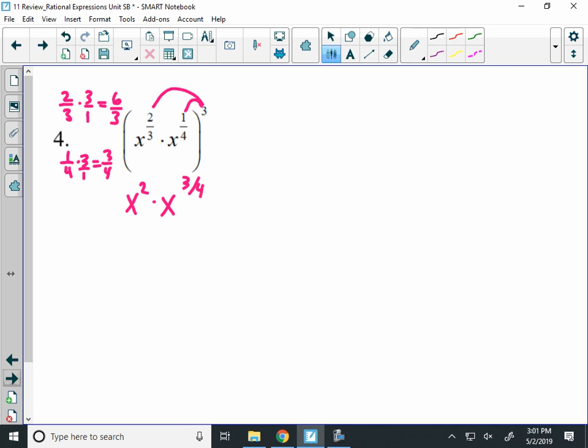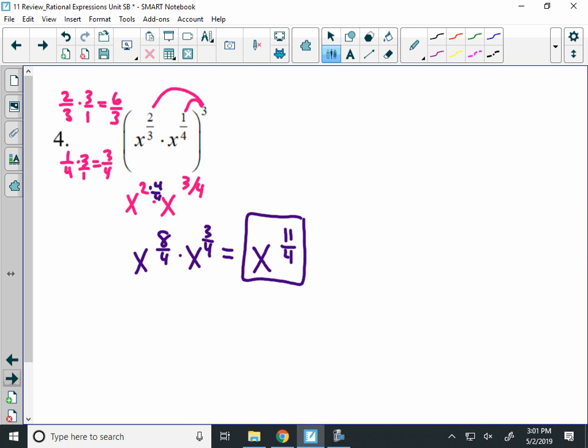Now here you will have to find a common denominator, but it's a lot easier to do that here than it was at the beginning. Our common denominator will be 4, so I'm going to multiply this 2 by 4 over 4. So you have x to the 8 over 4 times x to the 3 over 4, which simplifies to be 11 over 4 when you add those up. And that would be your final answer, x to the 11/4.